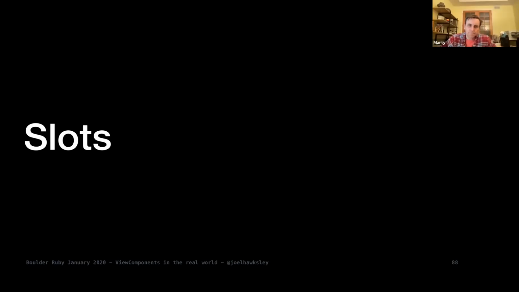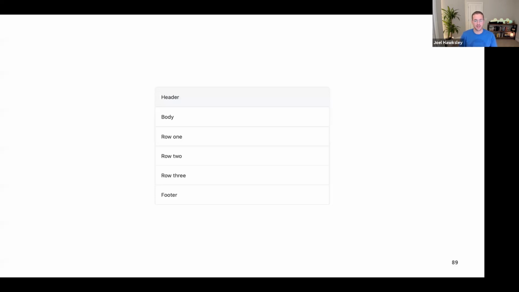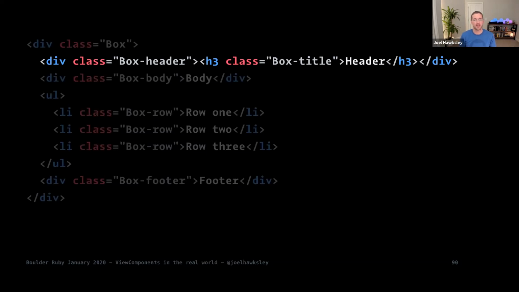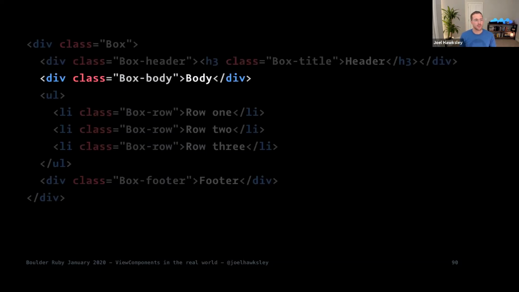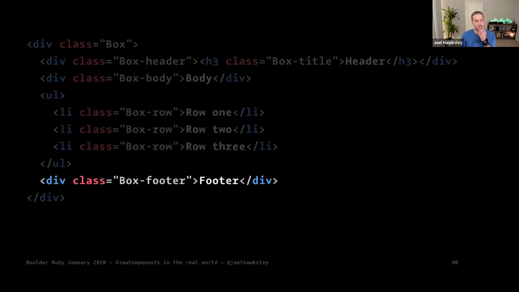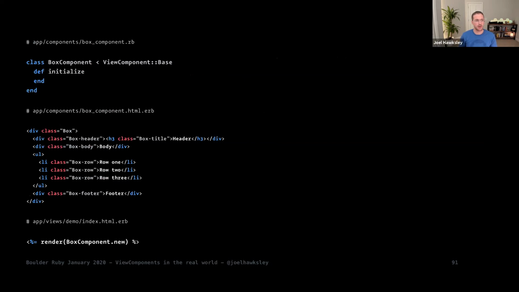Yes, you can think of the slots solution problem space as an extension of that functionality. For example, take the box component from Primer. This is what the HTML looks like. We have a header, a body, a couple rows in an unordered list, and then we have a footer. So let's try and write this as a view component.